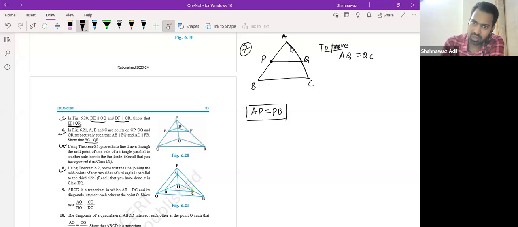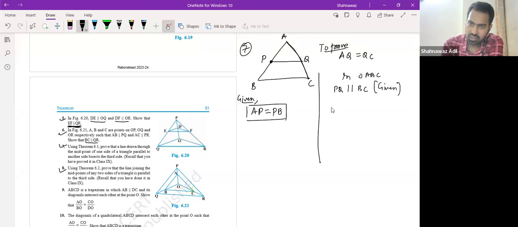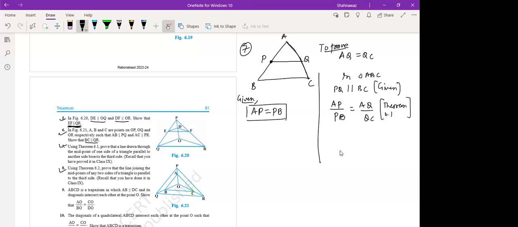Okay, so we have the triangle, we have the parallel lines. So we can write, this is given. PQ parallel to what? BC. This is given in triangle ABC. So we can write AP by PB equals AQ by QC from theorem 6.1. Right, guys?